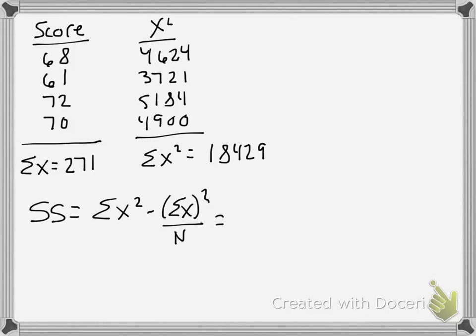So you have 18,429 minus 271 squared divided by n, the total number of scores, which is 4. And that gives me 68.75.